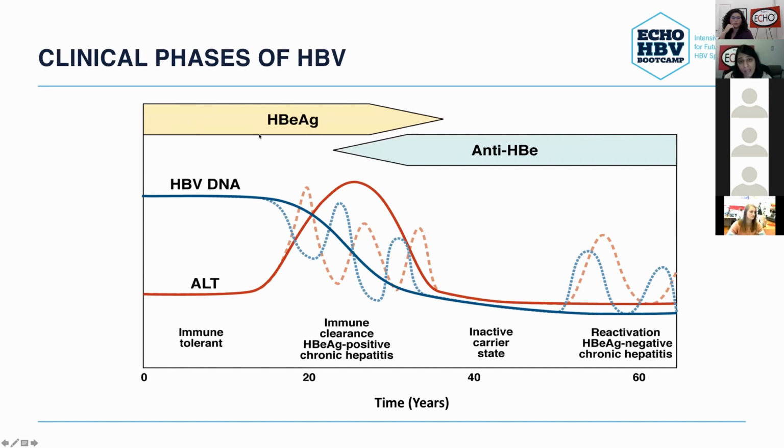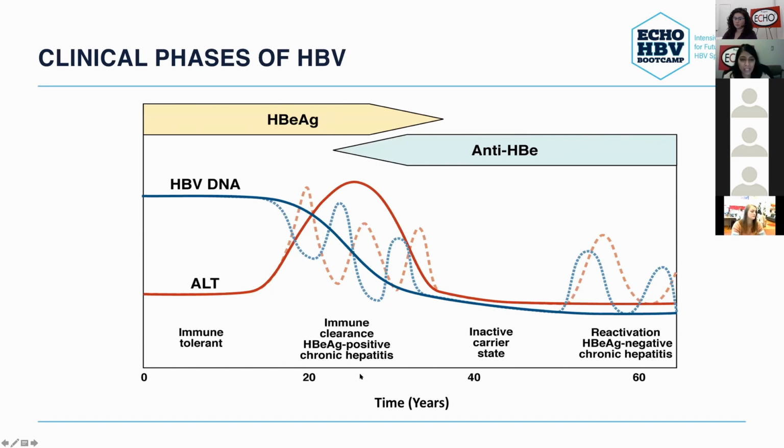Then over time, what happens is you can still have your E antigen positive, but your Hep B DNA typically comes down. As it comes down, your ALT will go up, your E antigen titers come down over time, and you lose E antigen and develop E antibody. During this phase, we think about it as immune clearance.